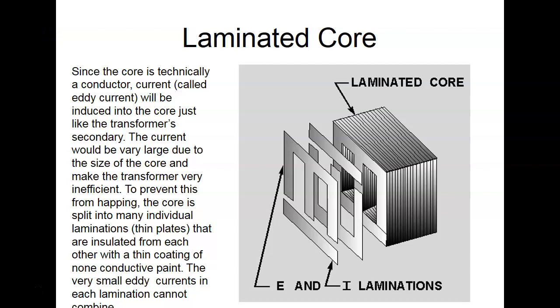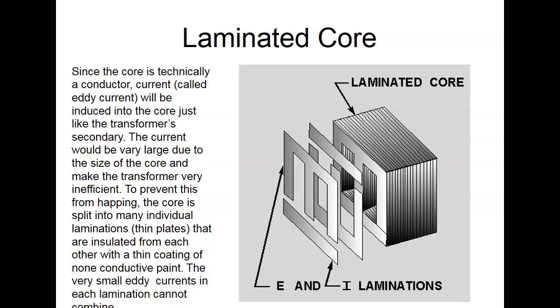Since the core is technically a conductor, currents called eddy currents will be induced into the core, just like in the secondary of the transformer. The currents will be very large due to the size of the core and make the transformer very inefficient. To prevent this, the core is split into individual, very thin plates coated with a lamination that are isolated from each other. So now these little currents can't do what? They can't combine. So when you look at an AC relay, you'll see that it uses laminations.